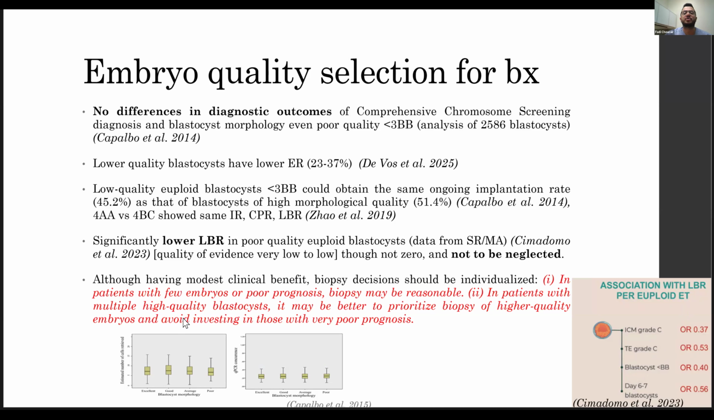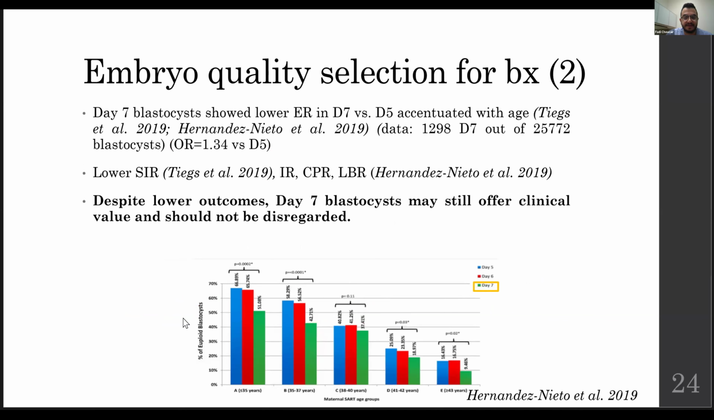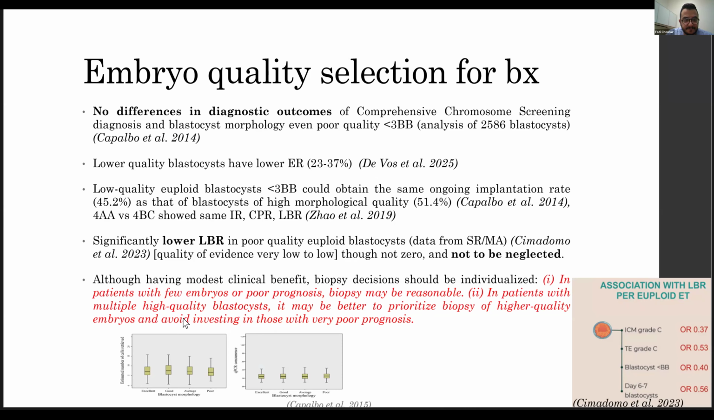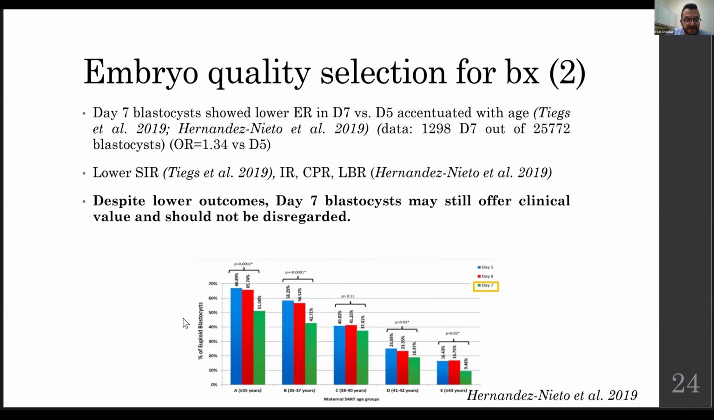Although having modest or sometimes conflicting clinical benefit, the biopsy decision should be individualized. In patients where you have, in practice, few embryos or poor prognosis, biopsy of poor quality embryos may be reasonable. Also, in patients with multiple high quality embryos, it may be better to prioritize biopsy of high quality embryos and avoid investing in those with very poor prognosis. So that's in terms of blastocyst quality.